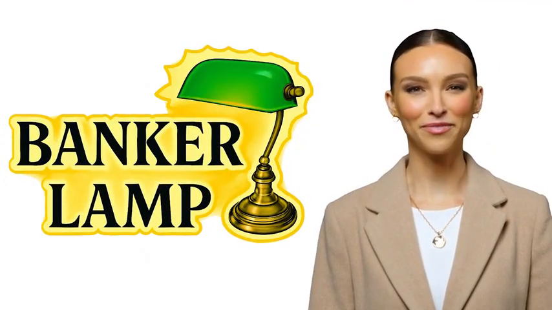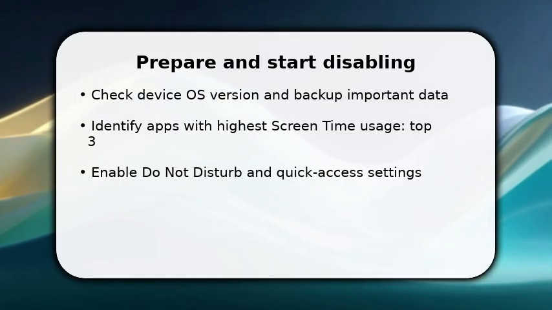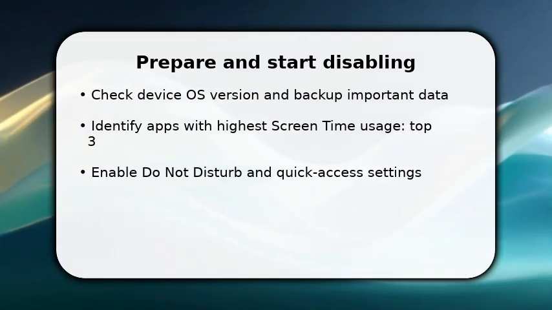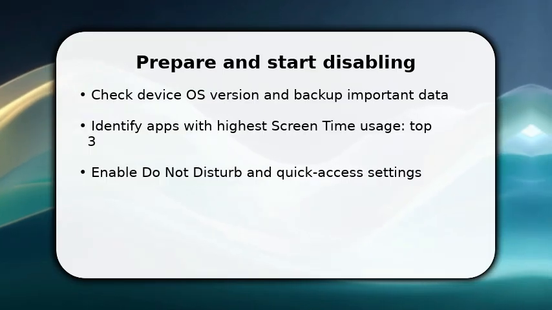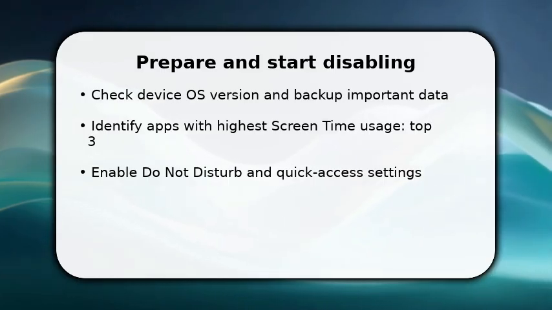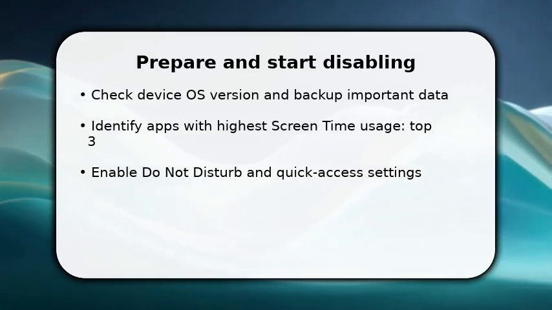Please enjoy the video. You will disable screen time tracking and remove limits now. First, check your OS version so settings match instructions and back up any critical data. Open Settings, then Screen Time or Digital Wellbeing. This is where usage is stored.